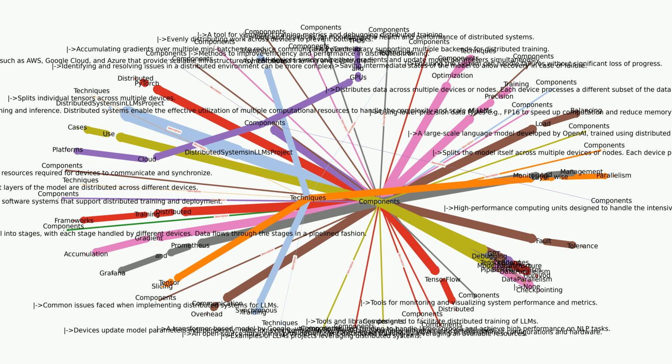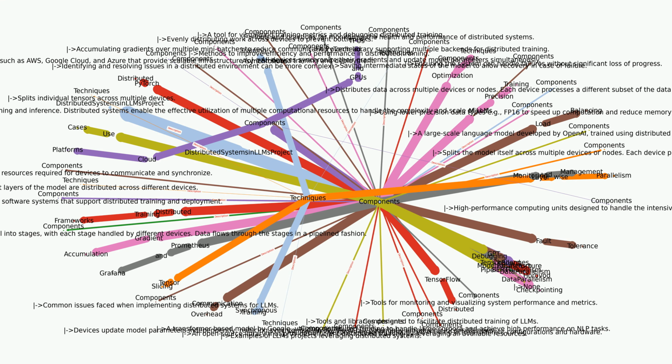Components: data parallelism. Description: distributes data across multiple devices or nodes. Each device processes a different subset of the data using the same model parameters. Techniques: synchronous training. Description: all devices synchronize their gradients and update model parameters simultaneously. Asynchronous training. Description: devices update model parameters independently, reducing synchronization overhead but potentially introducing inconsistencies.